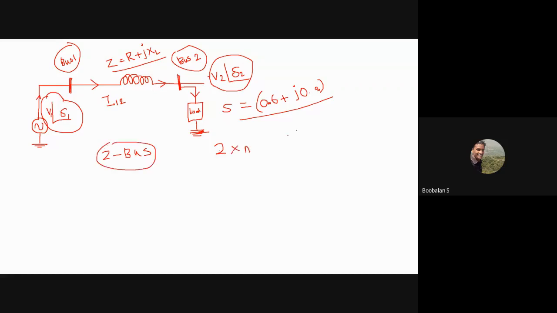How many state variables? A state variable is a variable that is continuously changing with respect to time, and n is the number of buses, multiplied by 2. If you have two buses, then 2 into 2, totally four variables. What are the variables? V1, delta 1, V2, delta 2. These are the four variables. With the state variables only, you can calculate the entire transmission line parameters in the transient period, so that's why they are most important.